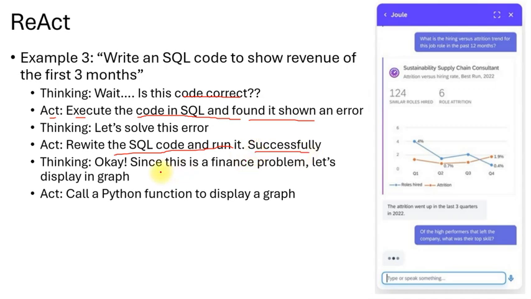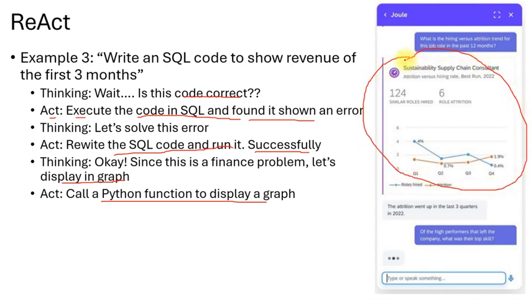Then now it's time to show the output. And as you know, in SQL the output usually is a table. But this is a finance problem. If we show the table, this is not a good option. Let's display it in a graph instead. Then by action, I will call a Python function to display a graph, and this is the output that we have.